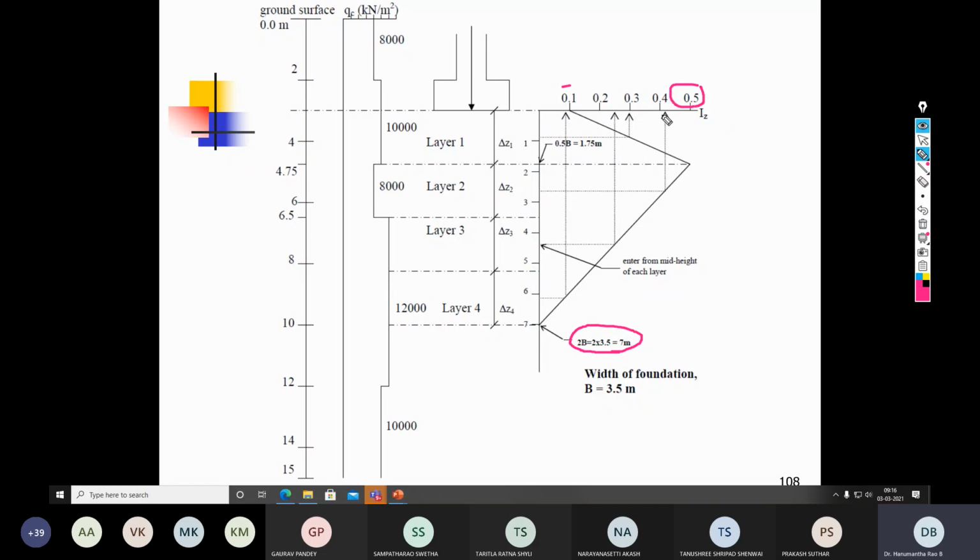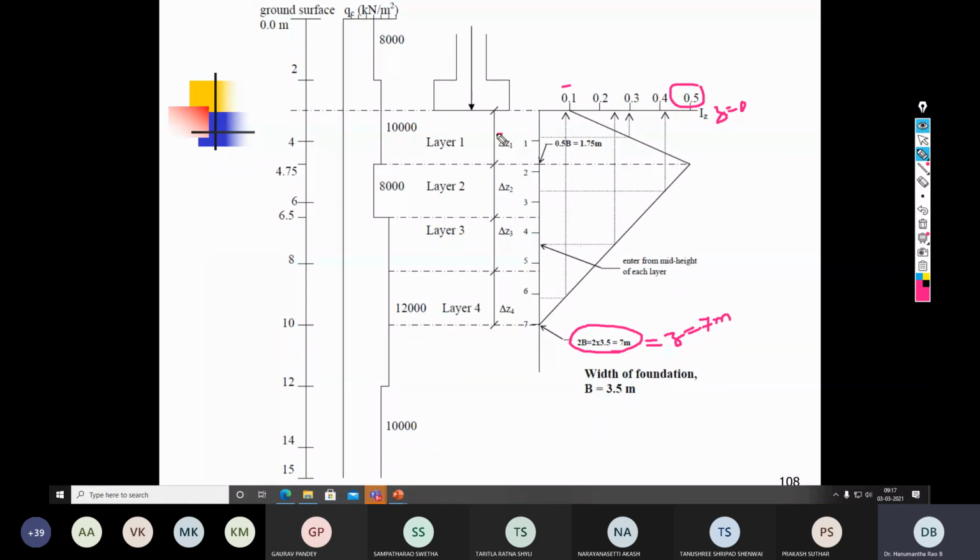Now from the foundation level, which is considered as Z equals 0, to a depth of 2 times B, which is Z equals 7 meters, you can divide from 0 to 7 meters into any number of layers. Here in this case, I have divided this into 4 layers, but again I repeat, you don't need to confine to 4 layers. You can divide them into more layers depending upon your wish. The more layers, the more the accuracy.